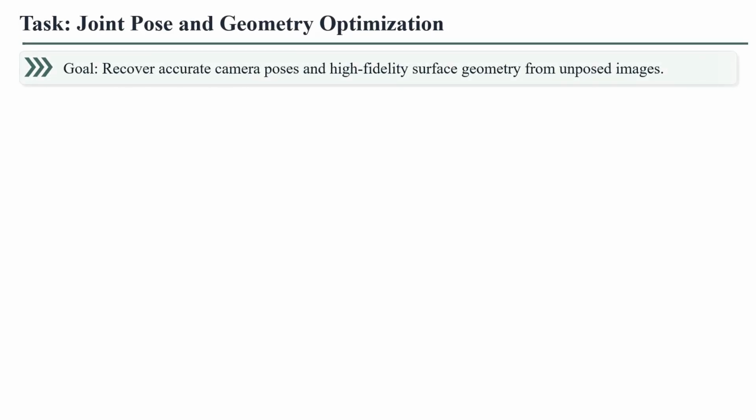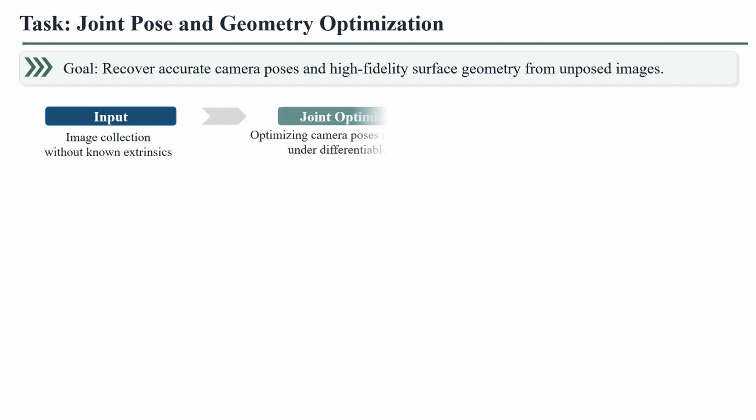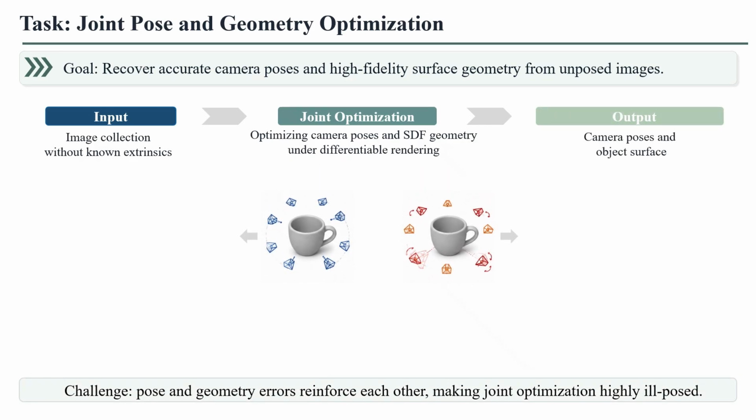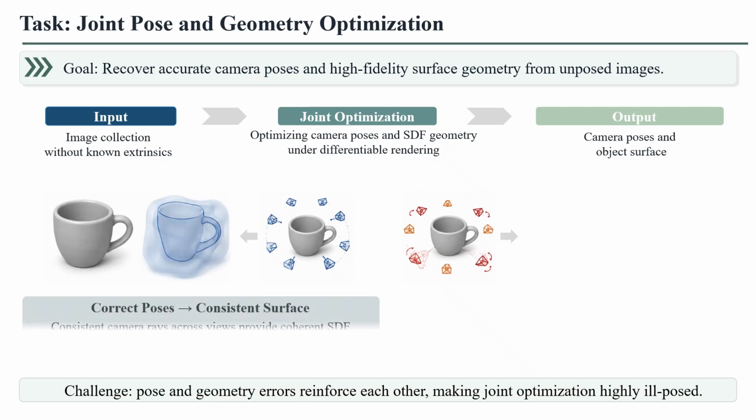Our work focuses on joint pose and geometry optimization. Given unposed images, we optimize camera extrinsics together with an SDF-based scene representation through differentiable rendering. The critical challenge is that pose and geometry errors can reinforce each other, making the joint optimization highly ill-posed.